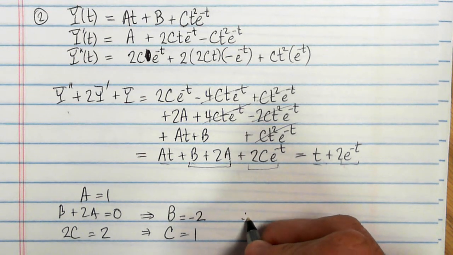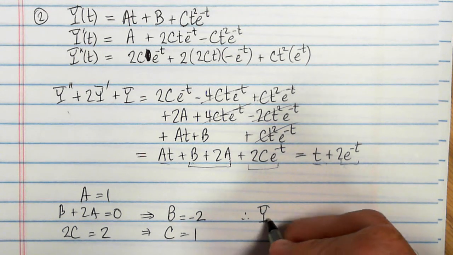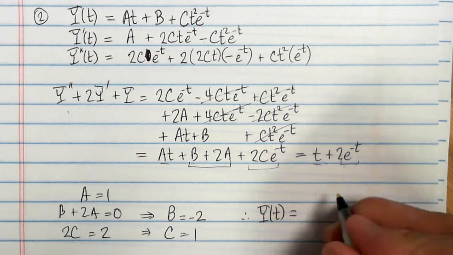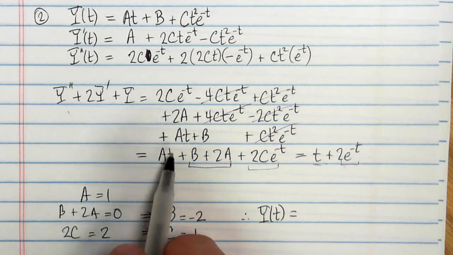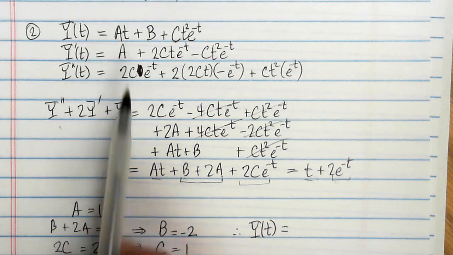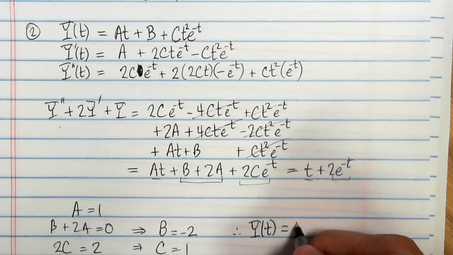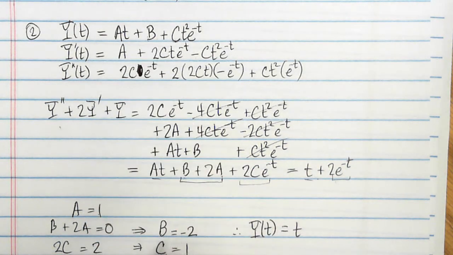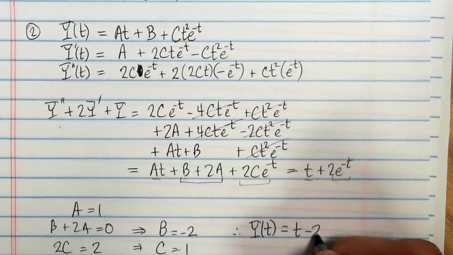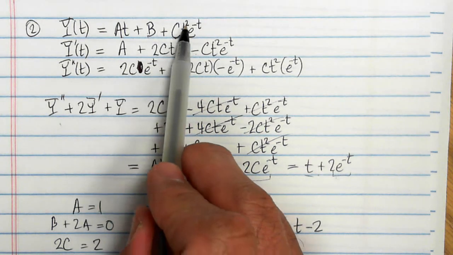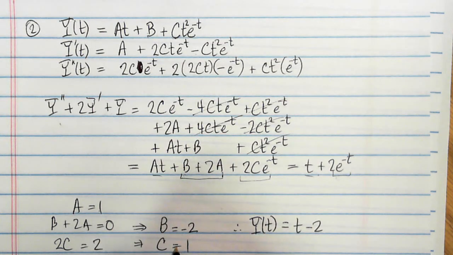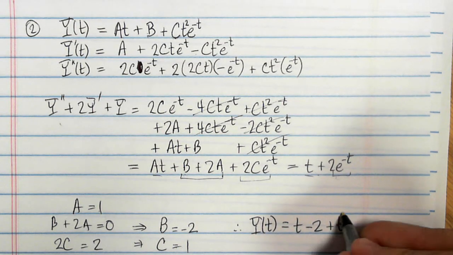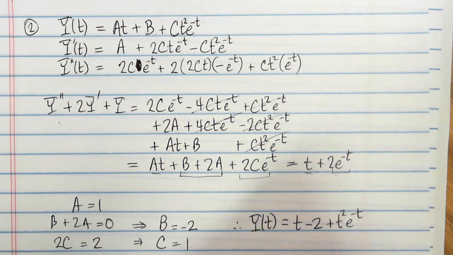Okay, so that gives me my particular solution, that y of t is equal to, well, the form is up here, so a is equal to 1, plus b was equal to minus 2, plus ct squared e to the minus t, c is equal to 1. So plus t squared e to the minus t.